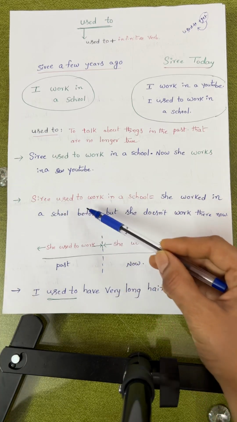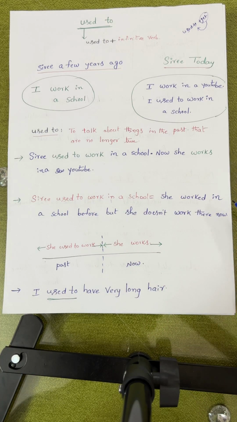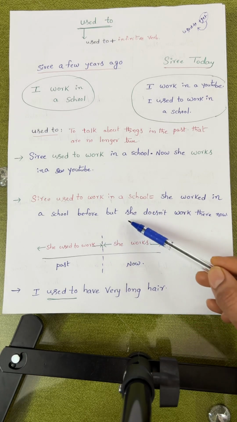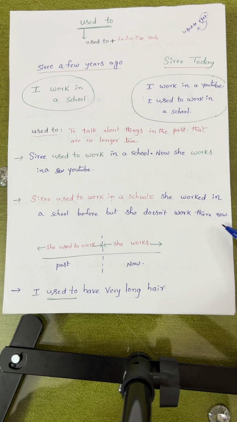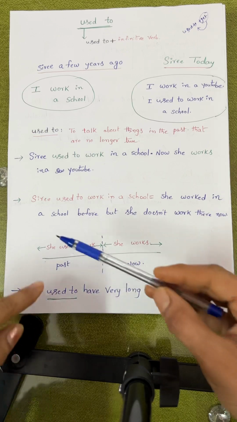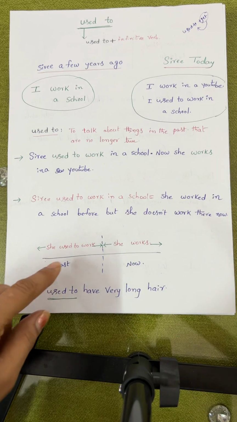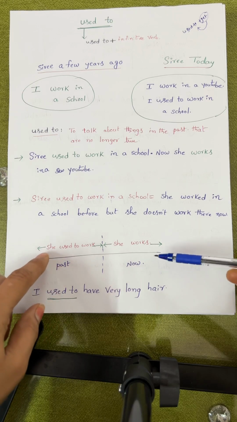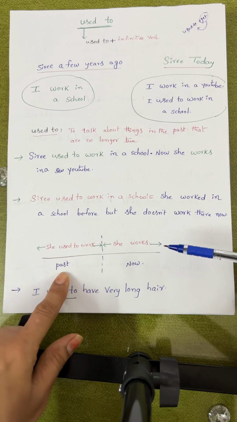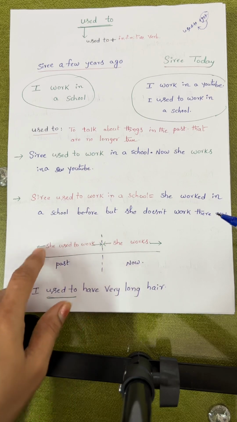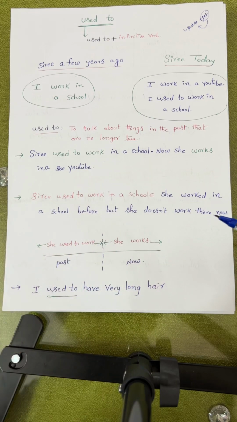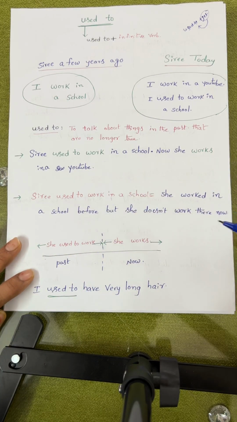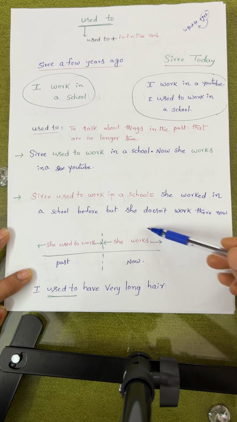Shiri used to work in a school means she worked in a school before, but she doesn't work there now. Here this is the time reference, this is the past action, and this is the present action. "Used to" can be used for past actions only. She used to work, she used to make, she used to bring, like this. You can make any sentence.